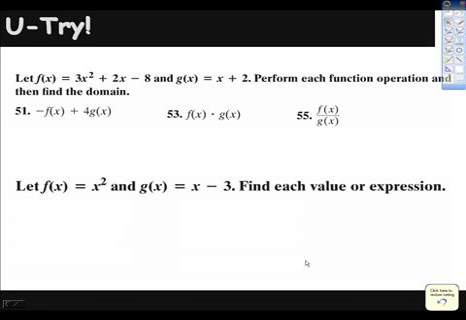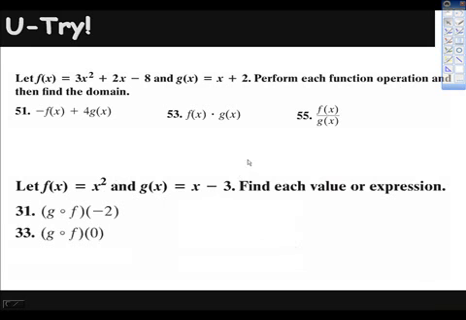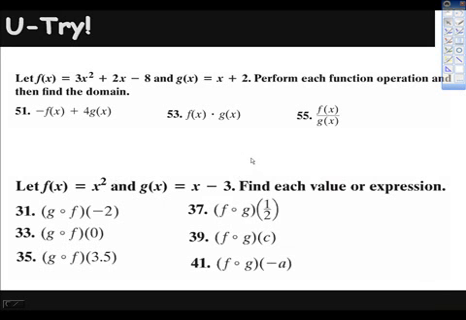A couple new functions, f of x and g of x. We've got a small parabola or quadratic equation and a nice little line here. Find the value of each expression. We're doing composites again. So let's do g of f of negative 2.